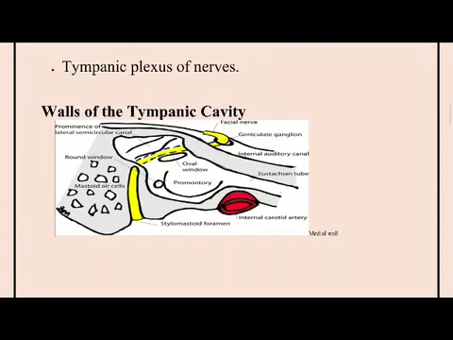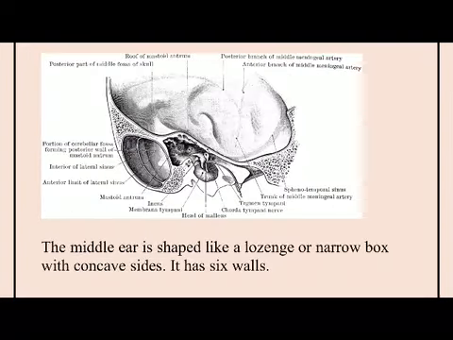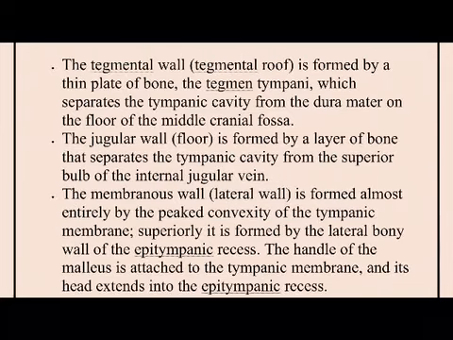Still talking about the walls of the tympanic cavity, you also have the jugular wall, which is actually a floor formed by a layer of bone that separates the tympanic cavity from the superior bulb of the internal jugular vein. Then you also have a membranous wall, which is a lateral wall formed almost entirely by the convexity of the tympanic membrane.